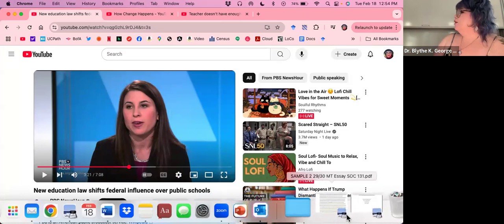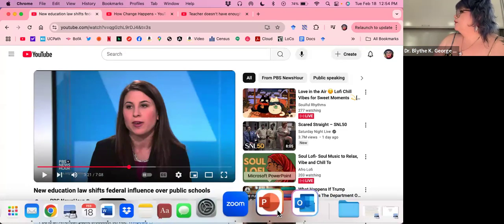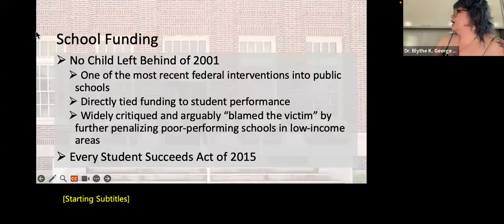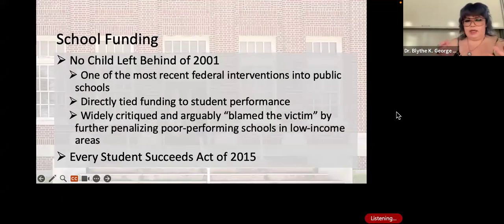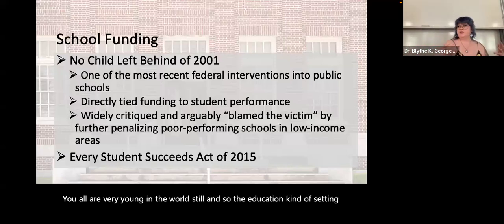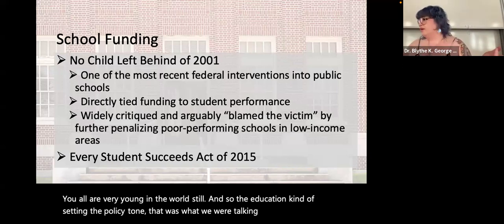I would say, like, if we think of all of the Affordable Care Act legislation and kind of healthcare policy, I feel like you all are very young in the world still. And so the education kind of setting the policy tone, that was what we were talking about before healthcare, honestly.